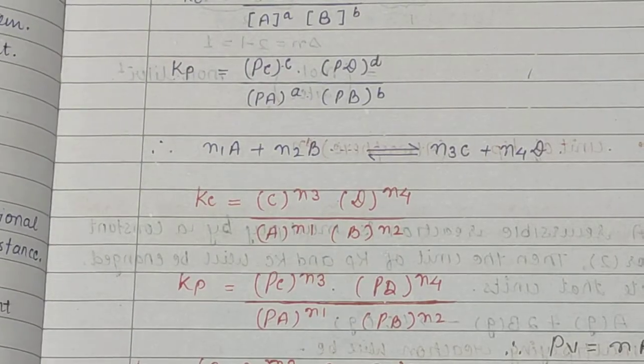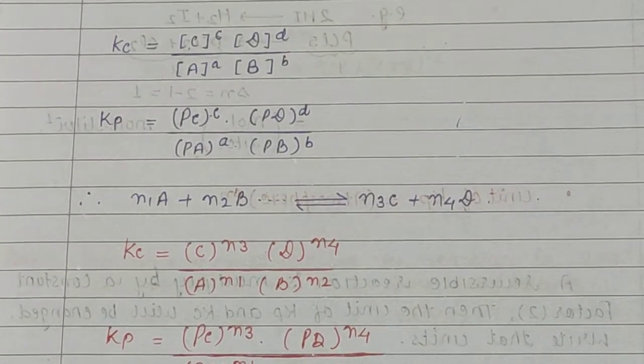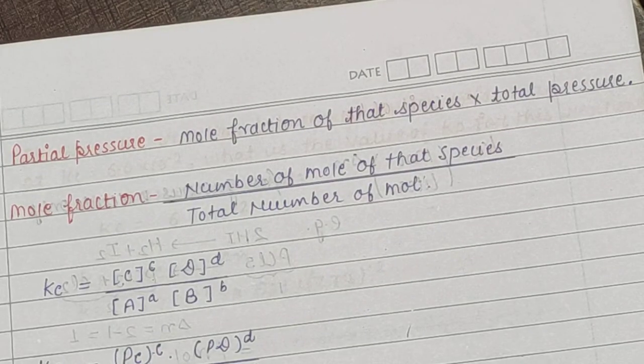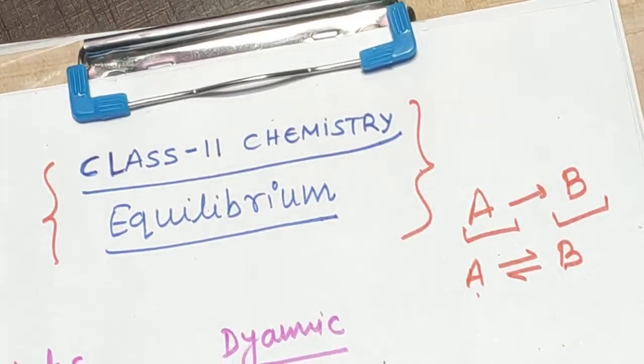Okay. So next we are going to understand what Kp is and what Kc is. Before understanding this, there are some characteristics. So make your heading: characteristics of chemical equilibrium.